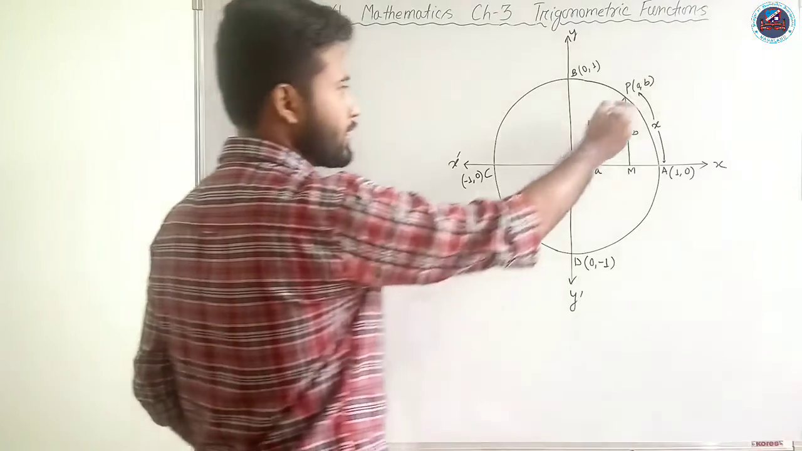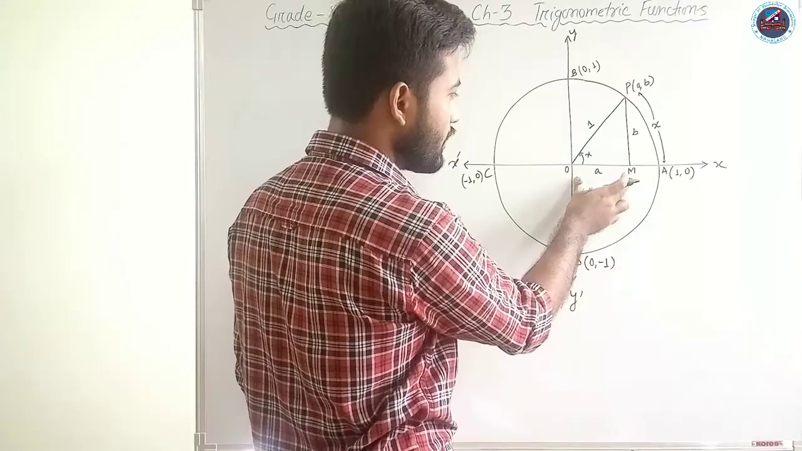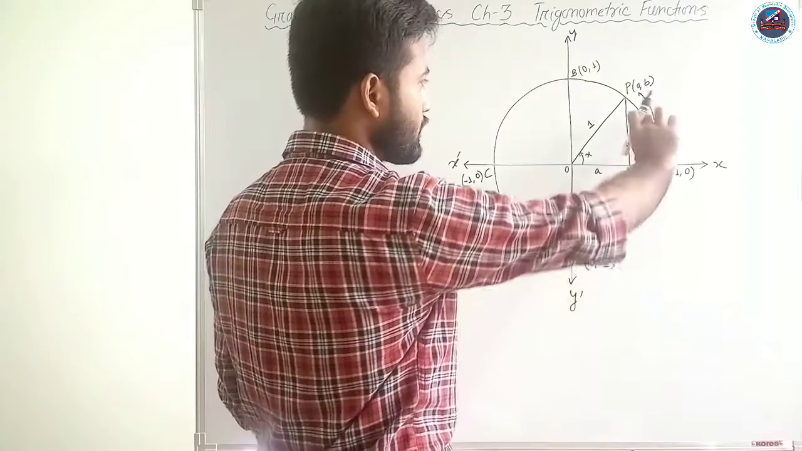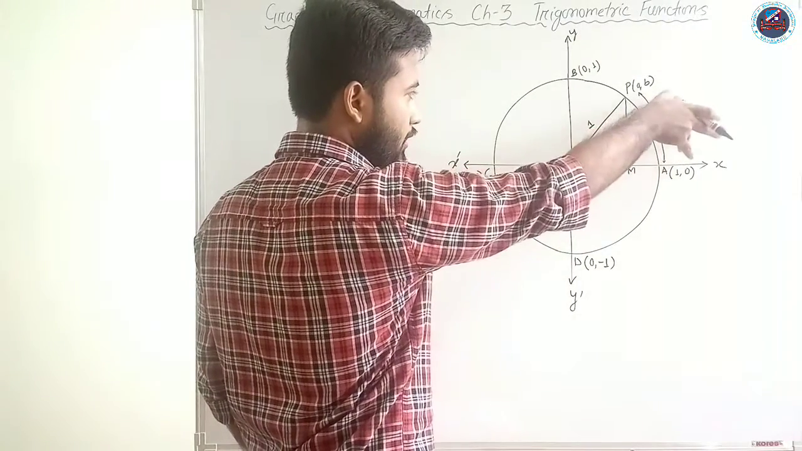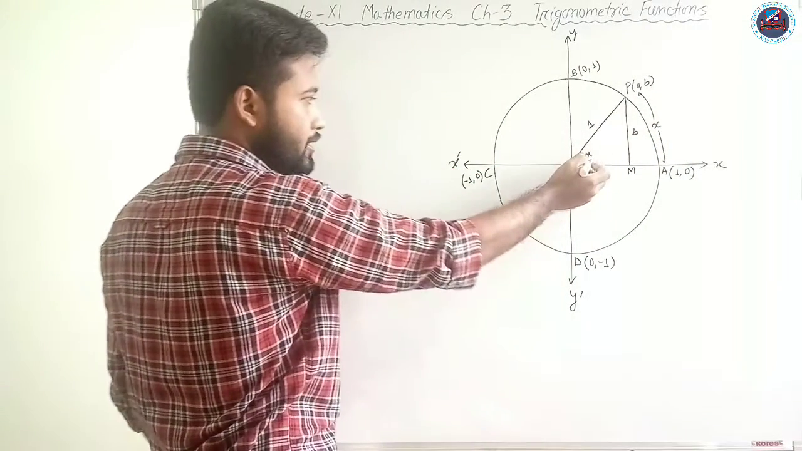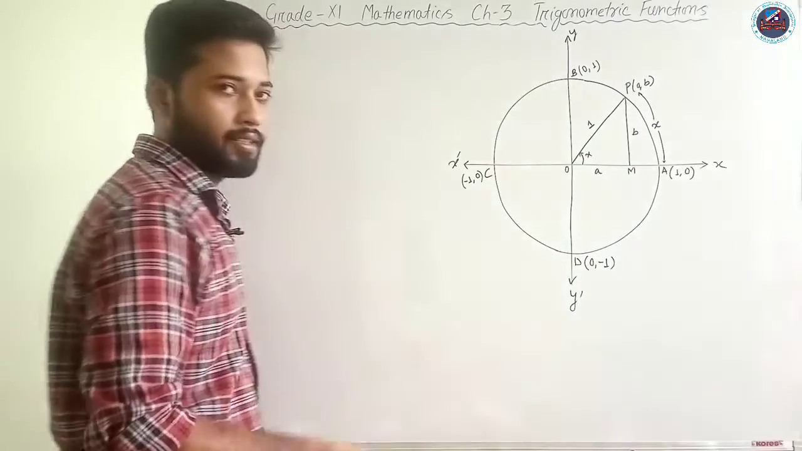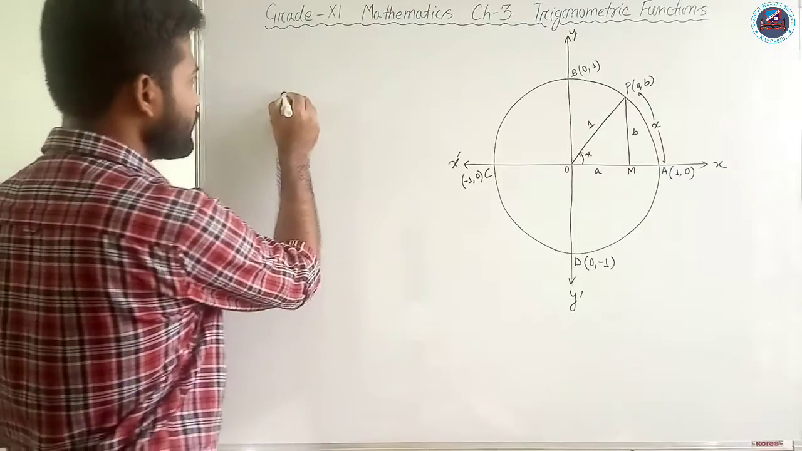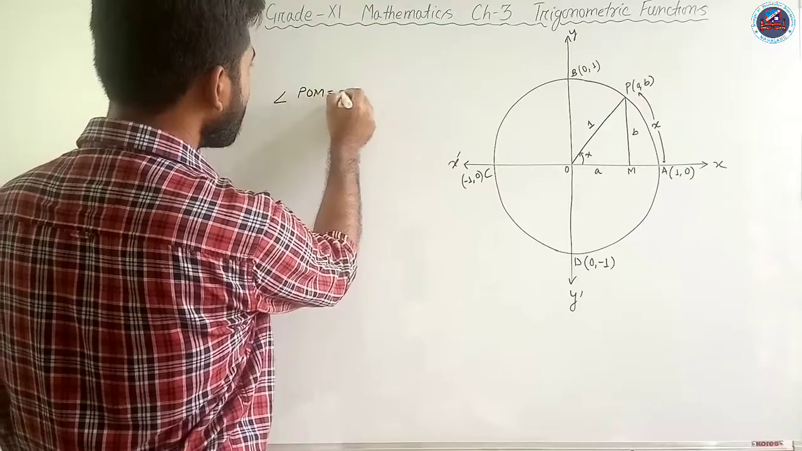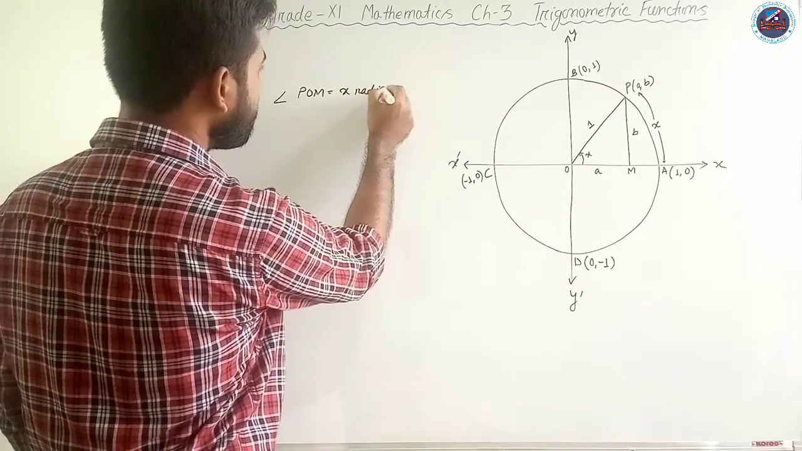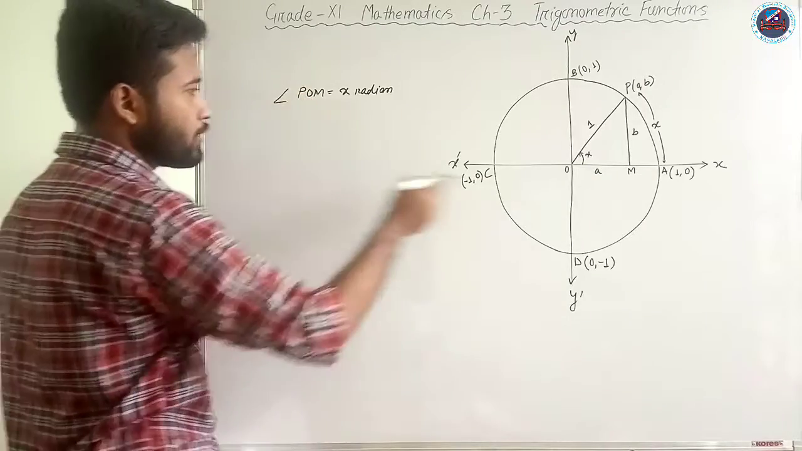We have considered a random point here, P of (A, B), and we can see that this length will be A, the x coordinate, and this length will be B, the y coordinate. Also, what is the arc length? It's x, and since the arc length is x, the angle subtended by this arc at the center will be x radian. So we can write angle POM is equal to x radian.